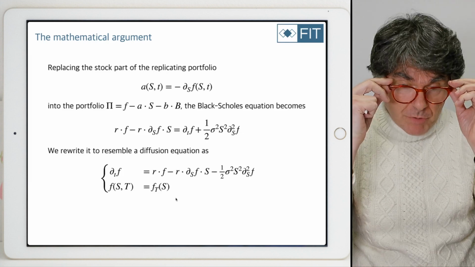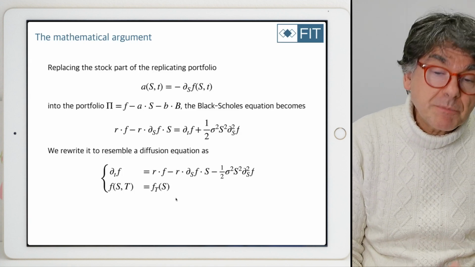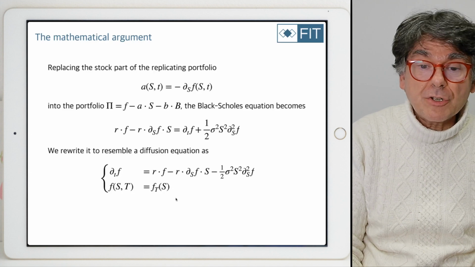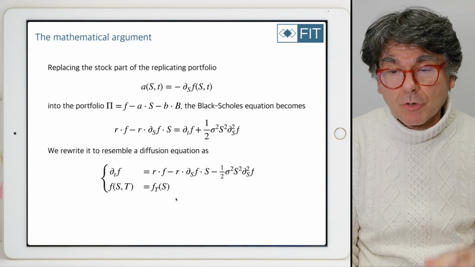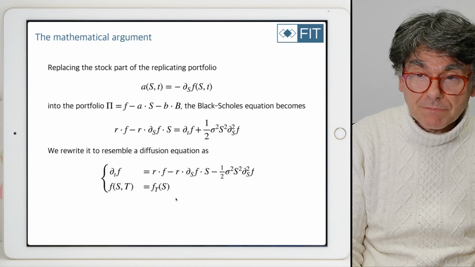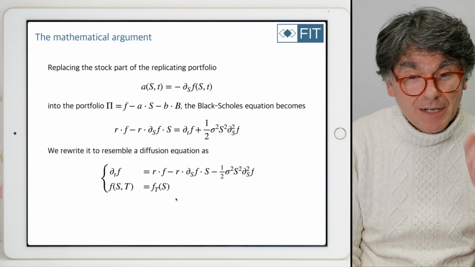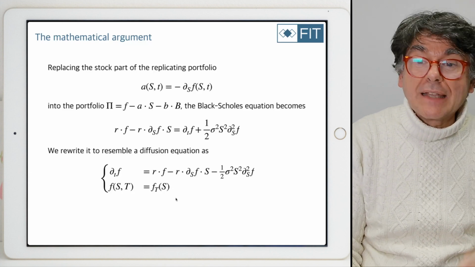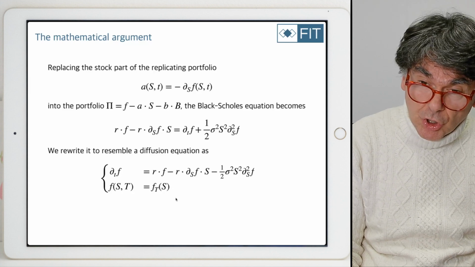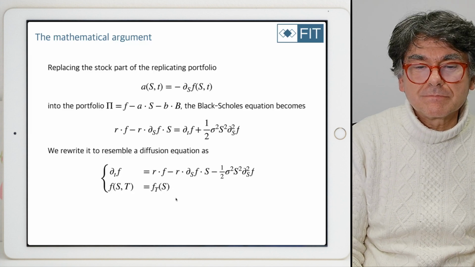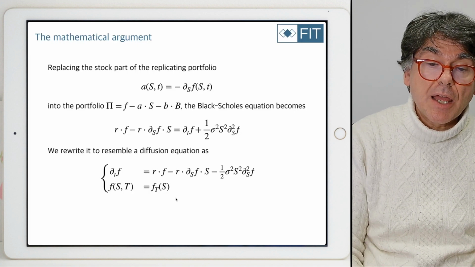So the partial derivative with respect to time of the option price equals the interest rate times the option price minus interest rate times the derivative of the option price with respect to the stock price times the stock price minus 1/2 of the volatility of the stock squared times the stock price squared times the second derivative of the option price with respect to the stock, with the terminal condition that at expiration it has to be equal to the given payoff.